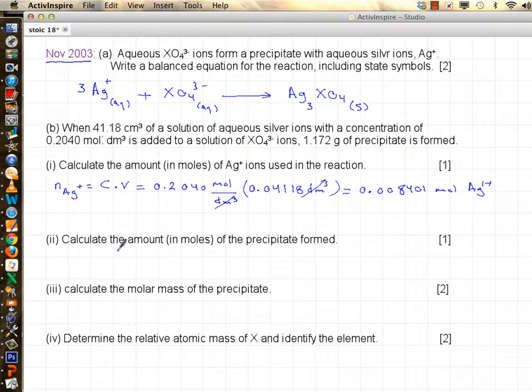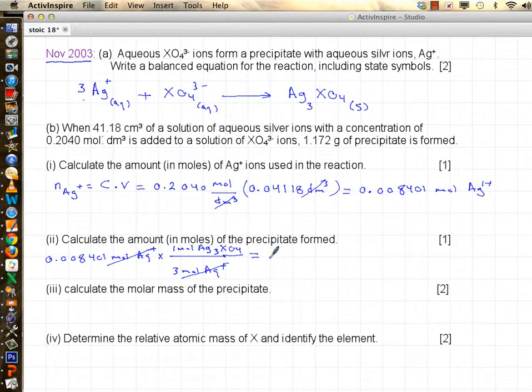The next is calculate moles of precipitate. Now it's 3 to 1, so product is 1/3 of your silver, but if you don't mind, I'll solve it. So 0.008401 moles of silver times, for every 3 moles of silver from the balanced equation, gives you 1 mole of Ag3XO4. So it's 1/3 of that number.